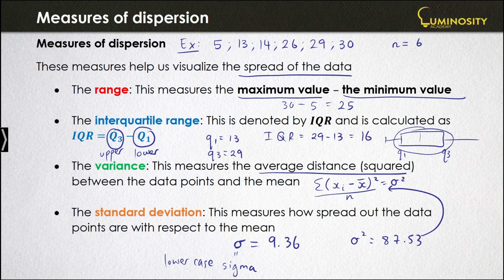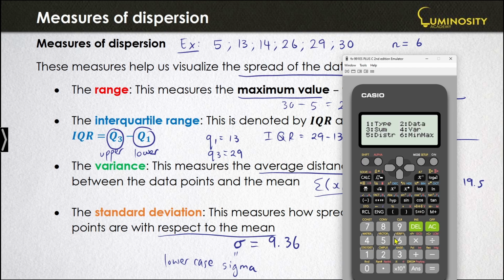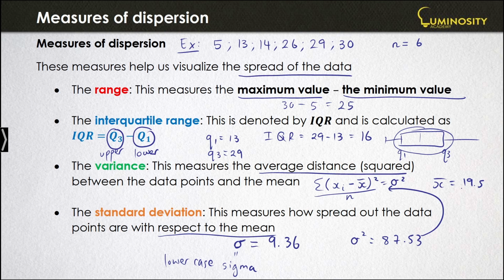Okay, so standard deviation is essentially the square root of your variance, and it measures how spread out the data points are with respect to the mean. Okay, so the mean I think we saw was 19.5. All right, so let's just go and double check that. Shift stat variable mean, 19.5. So basically, if you are 1 standard deviation above the data, that would mean X bar plus 1 sigma. If you were 1 standard deviation below, that would mean X bar minus sigma. So you would say 19.5, for example, here, plus 9.36. Or over here, 19.5 minus 9.36.